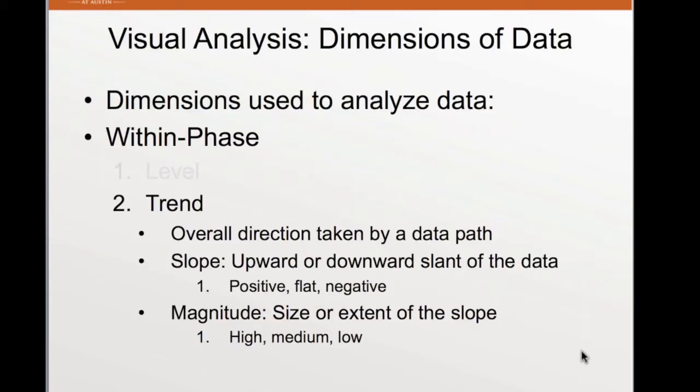A second dimension that we look at as we are evaluating data within phase is the trend in the data. And the trend is the overall direction taken by a data path. So the slope refers to an upward or downward slant of the data, and it can be a positive slope, it can be flat, or it can have a negative slope. And then the second dimension that we look at in terms of trend is the magnitude. And the magnitude is the size or the extent of the slope. So we can have a high magnitude, a medium magnitude, or a low magnitude in terms of the trend.